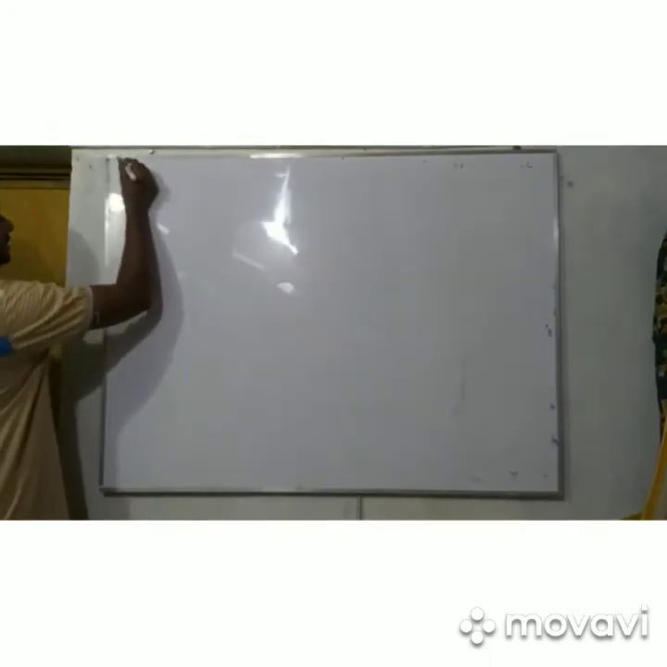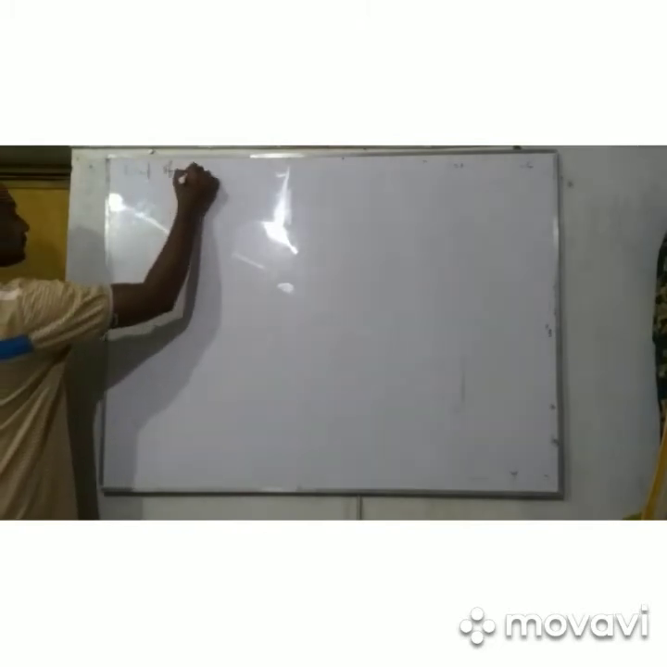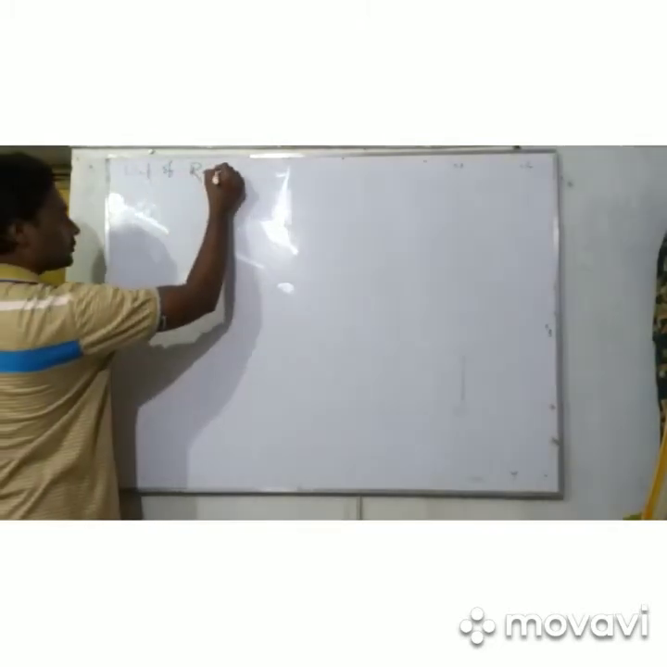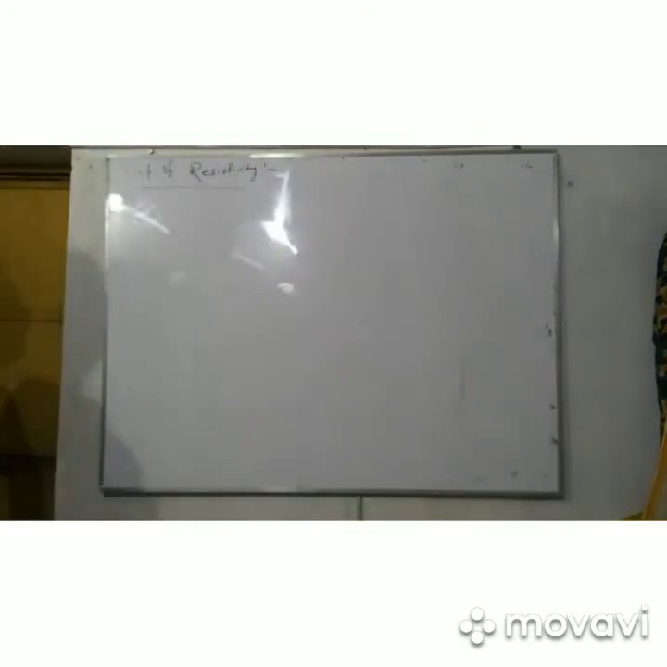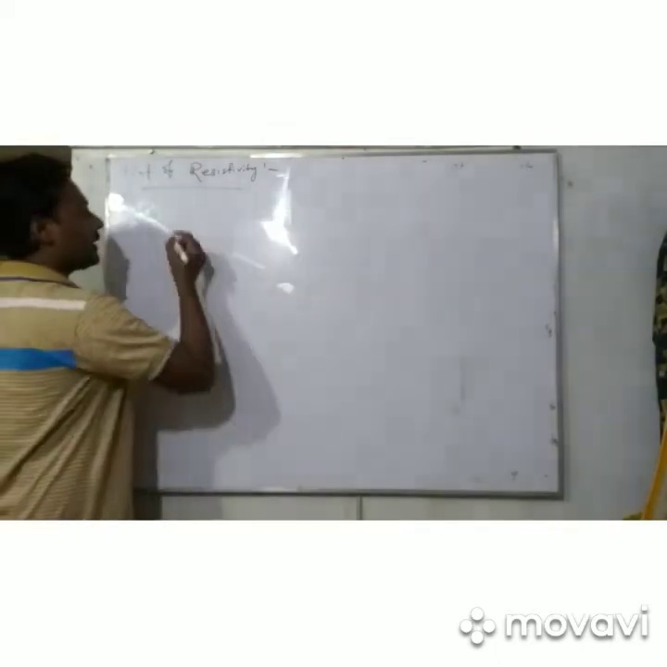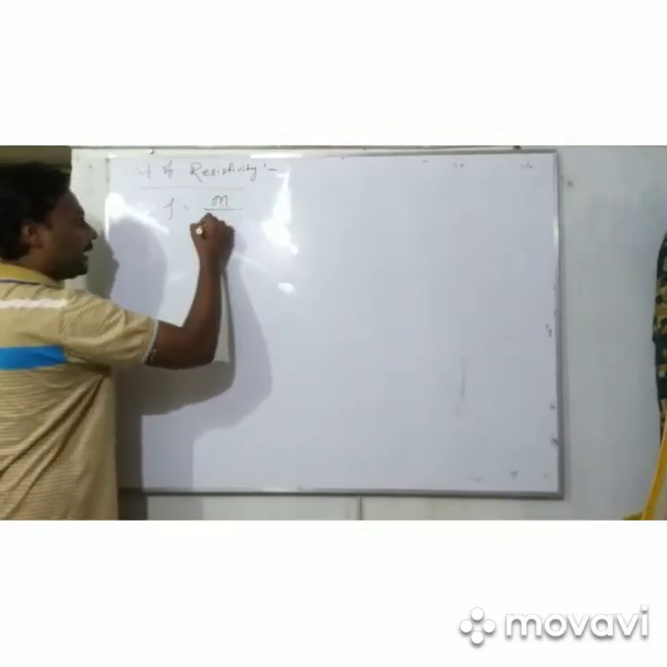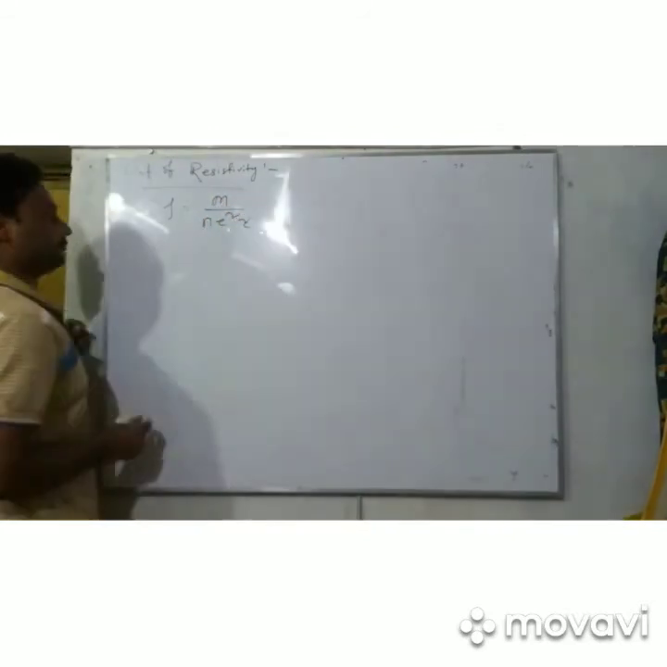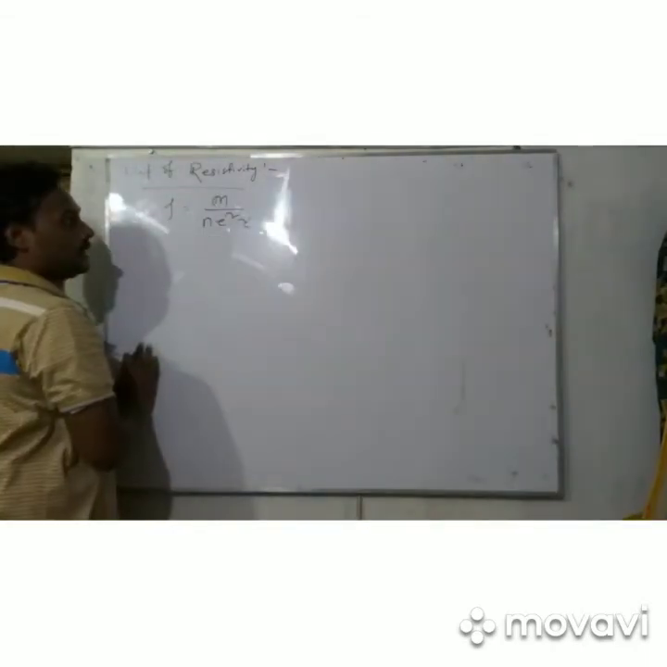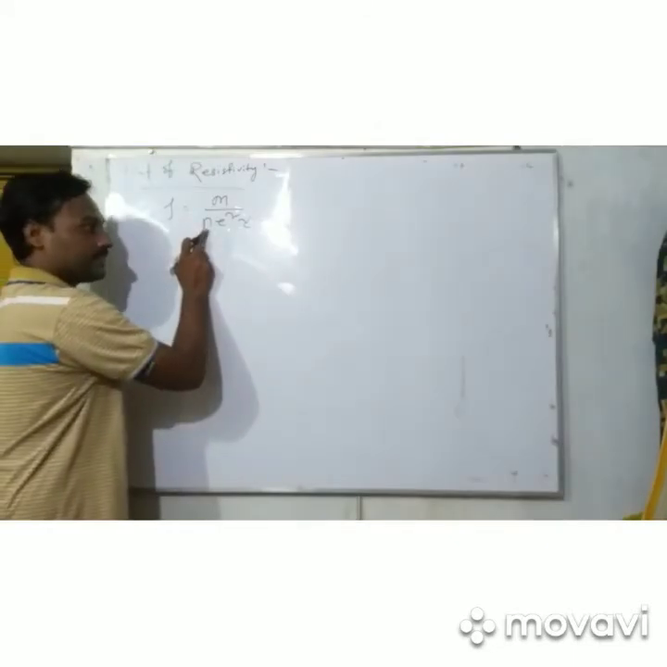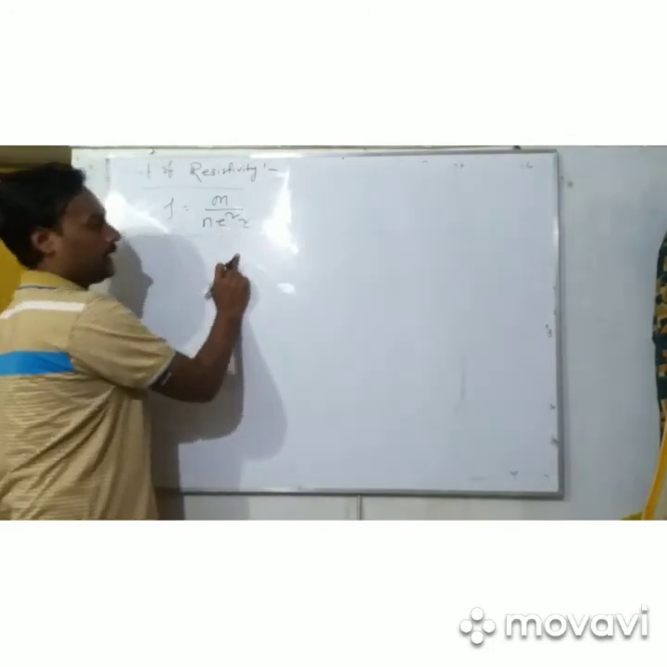So, the unit of resistivity. Resistivity is equal to what? m divided by n e² τ. So resistivity is equal to the mass of the electron divided by the number of free electrons per unit volume, times the charge of the electron squared, times the relaxation time.